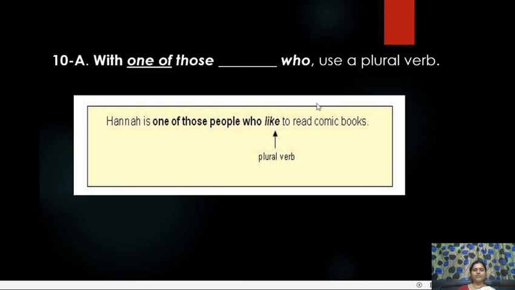Here, what is the subject of the sentence? Hannah. And who refers to Hannah only. But here we are using a plural verb. So because we got an expression here, one of those people, that means there are many people here. Among those many people, Hannah is one. When you get such an expression, we have to make use of a plural verb.